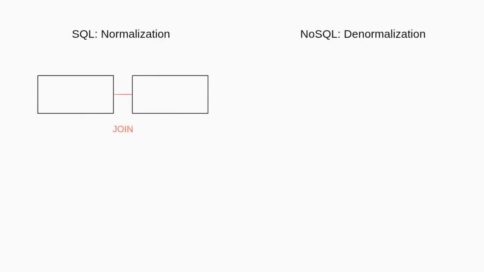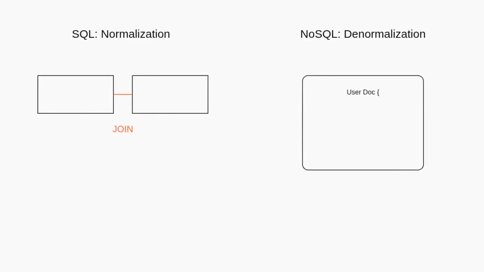To understand the choice, we must look at how data is modeled. In SQL, we use normalization. We break data into multiple tables to reduce redundancy. If a user has multiple addresses, we create a users table and an addresses table, linking them with a foreign key. To get the full picture, we perform a join operation. Joins are powerful but computationally expensive as the dataset grows.